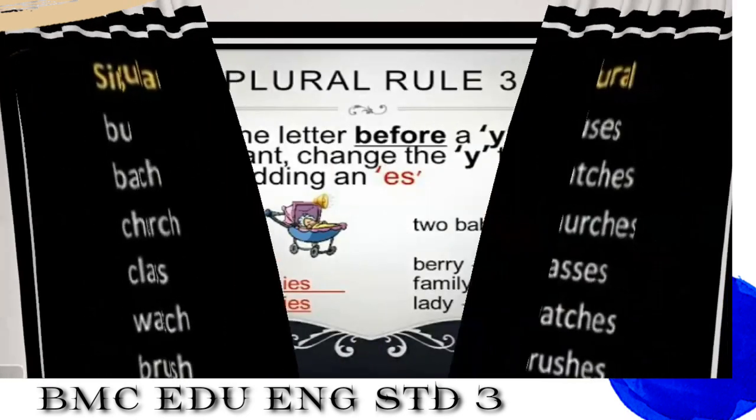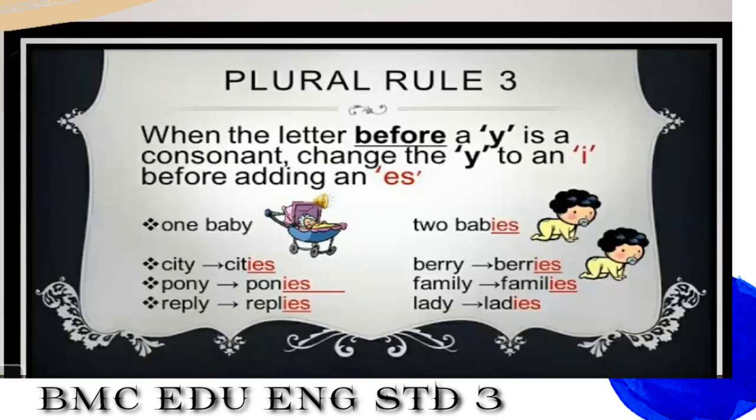Now let's see the third rule of plural. So what it says, when the letter before a Y is a consonant, change the Y to an I before adding an ES. Now see, if the word is ending with the Y letter, so what we have to add? We have to add IES.